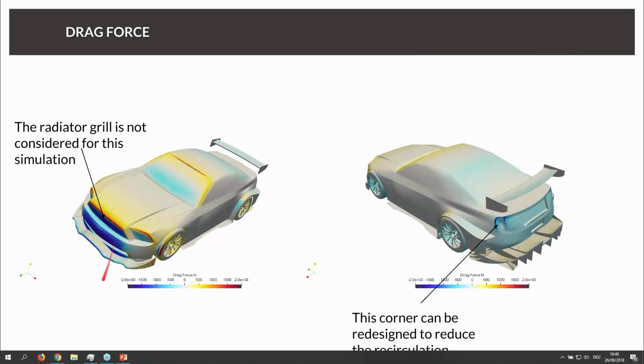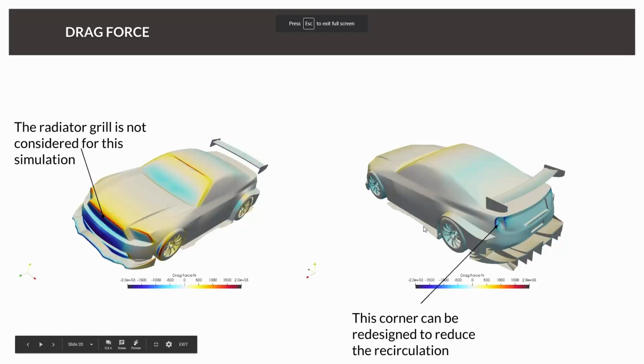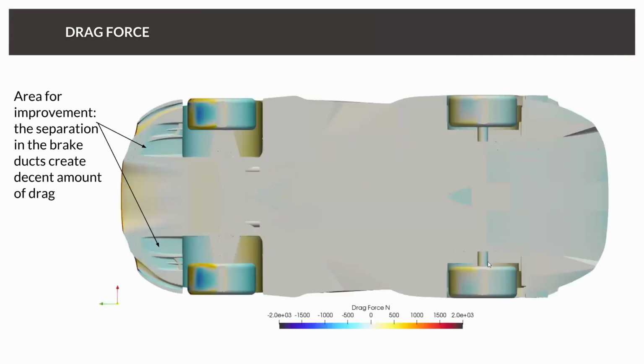The radiator grill, since it's not considered for the simulation, it was closed, and there we will have a lot of additional drag force, which will be smaller in reality if we would simulate the flow through the engine bay. And also what we can see is that this corner needs to be redesigned, because it's creating massive drag. We have a kind of recirculation of flow separation here. And this wake behind the car is the reason why we have this drag area here.